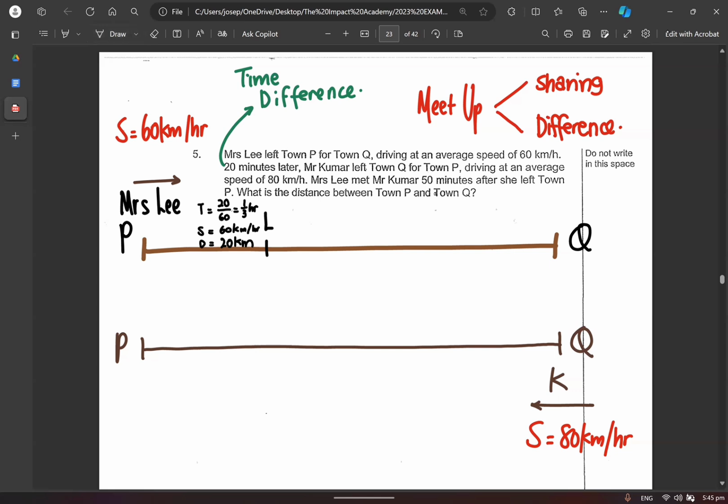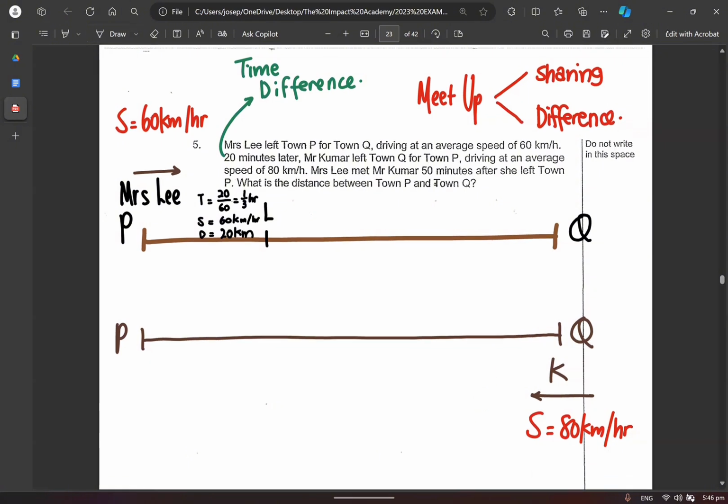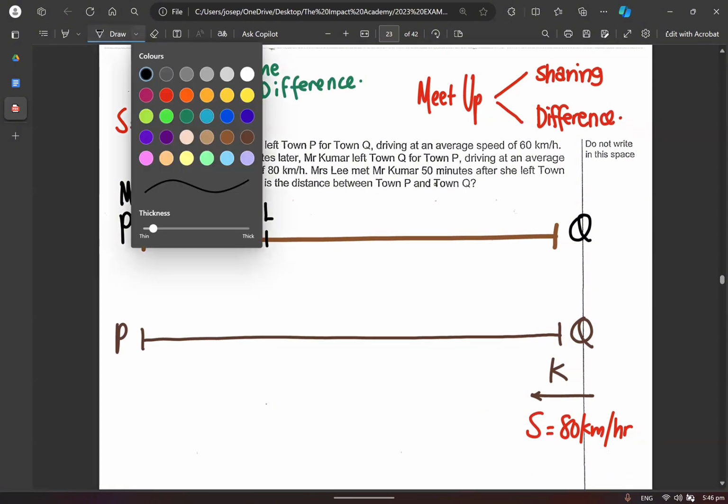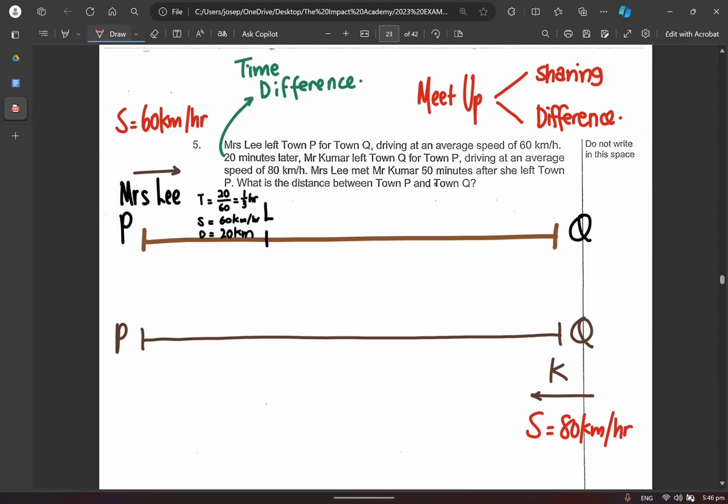Sorry, say again. You need to use the 20 kilometers and Mr. Kumar's 80 kilometers per hour to find the time to catch up. Okay, I understand what you're trying to say, but actually, it's not that complicated. I'm going to show you something else, Ken.